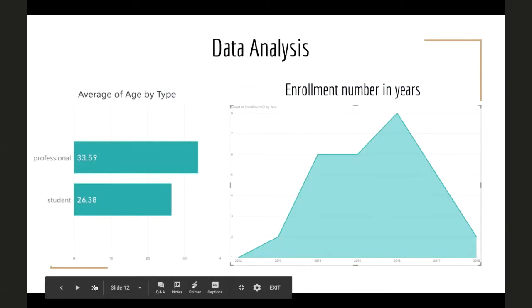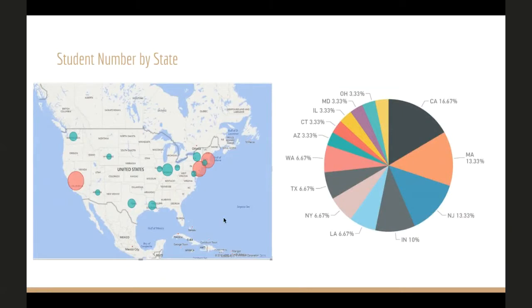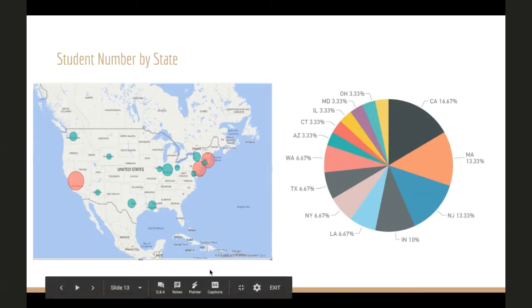And the next page shows the learners' location. They are all over the US. The two graphs show the proportion of learners by geographic position. Most learners are located in CA, MA, and New York.